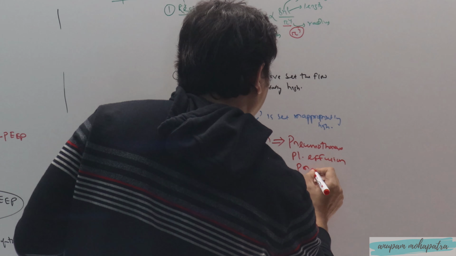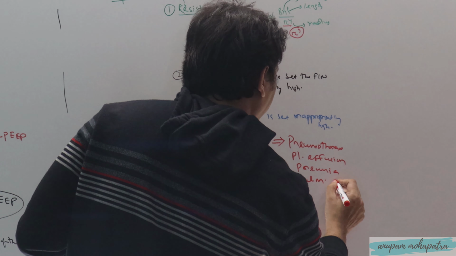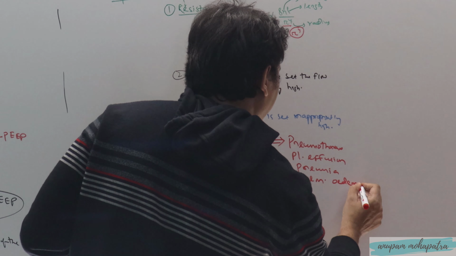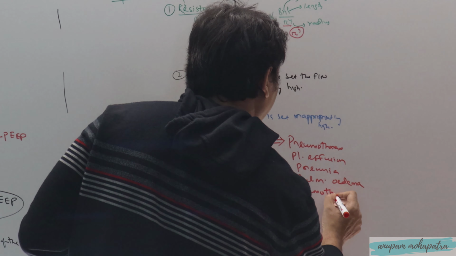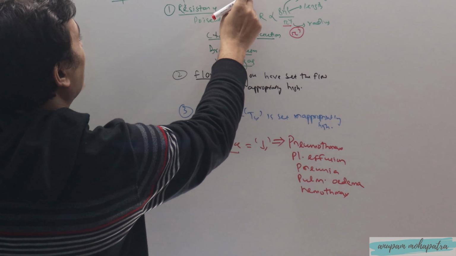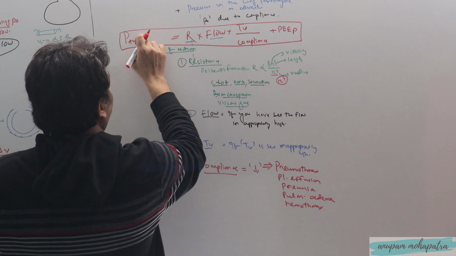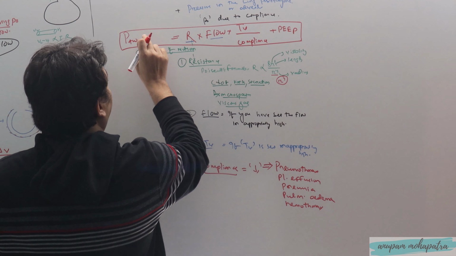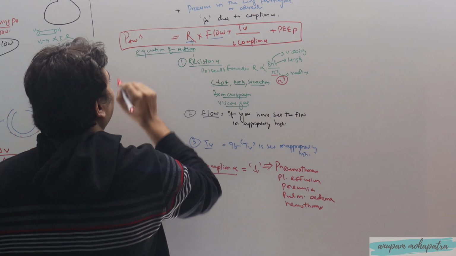or pneumonia, pulmonary edema, hemothorax. All these things can, on an emergency basis, decrease the compliance of the lung. The lung cannot expand too much. So that will increase the peak airway pressure, because it is inversely proportional. If compliance decreases, it increases, right?